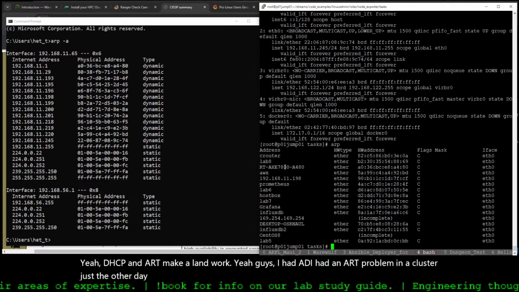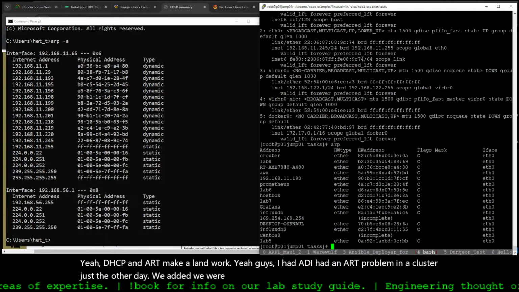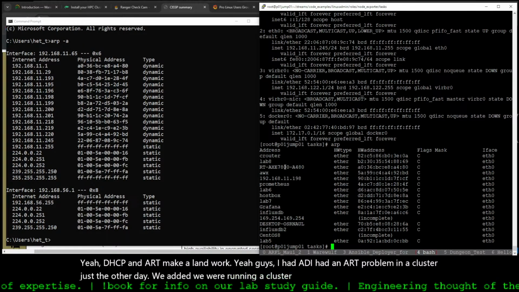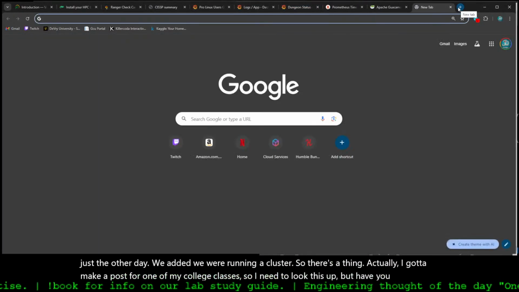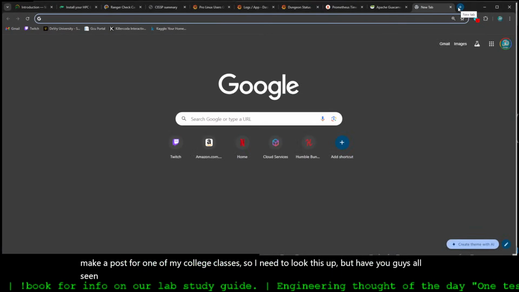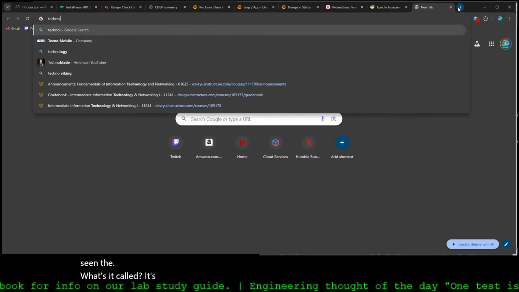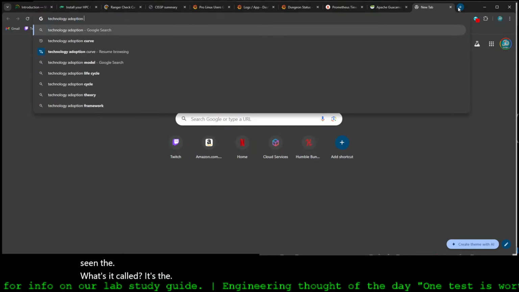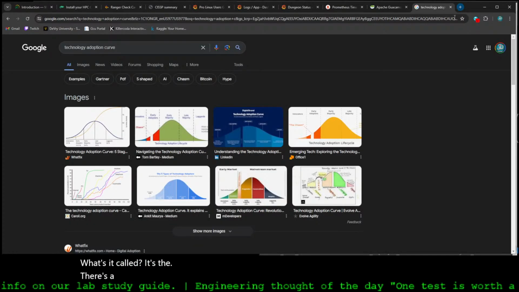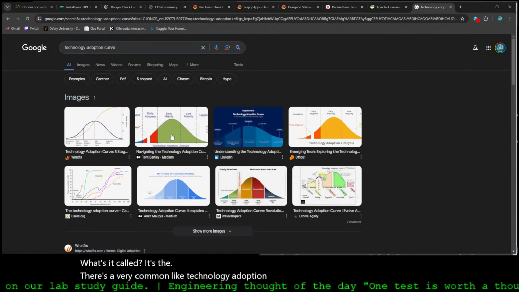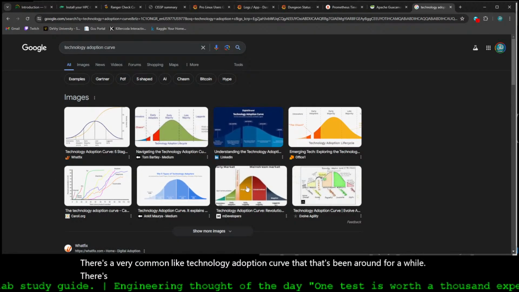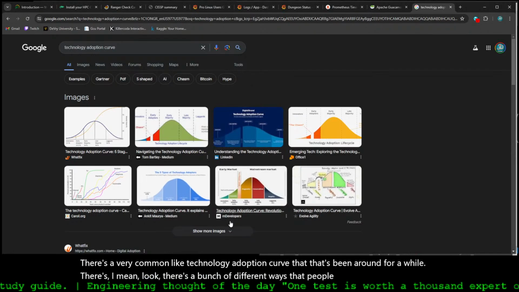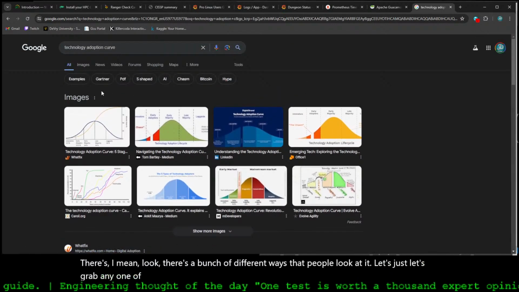We added, we were running a cluster. So there's a thing. Actually, I got to make a post for one of my college classes, so I need to look this up. But have you guys all seen the, what's it called? There's a very common technology adoption curve that's been around for a while. There's a bunch of different ways that people look at it. Let's grab any one of these. I'll just go to images.